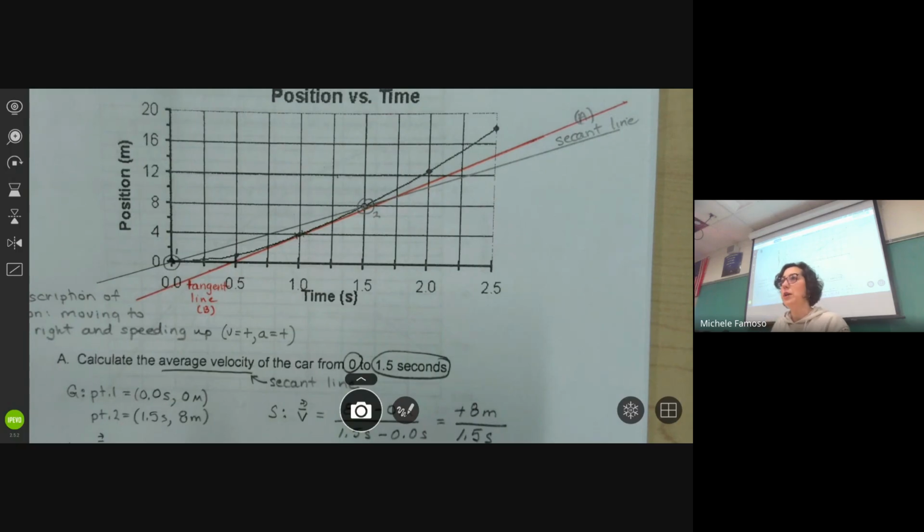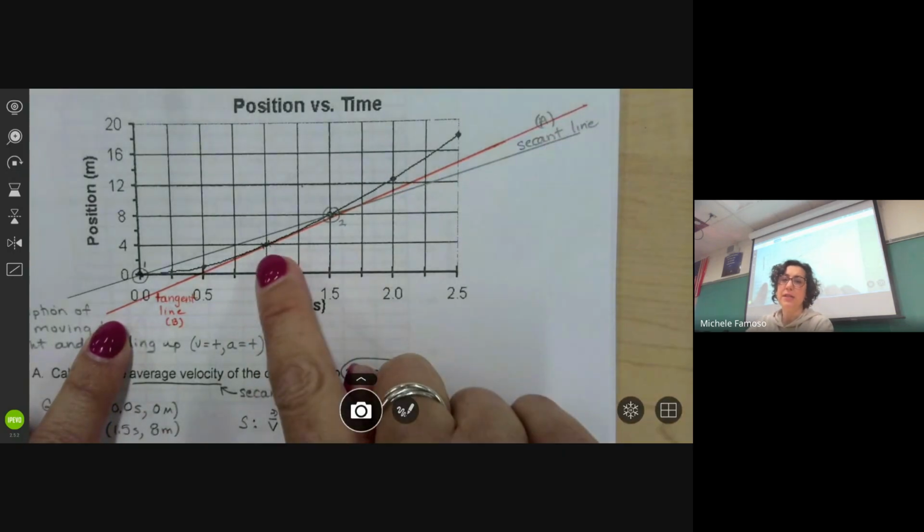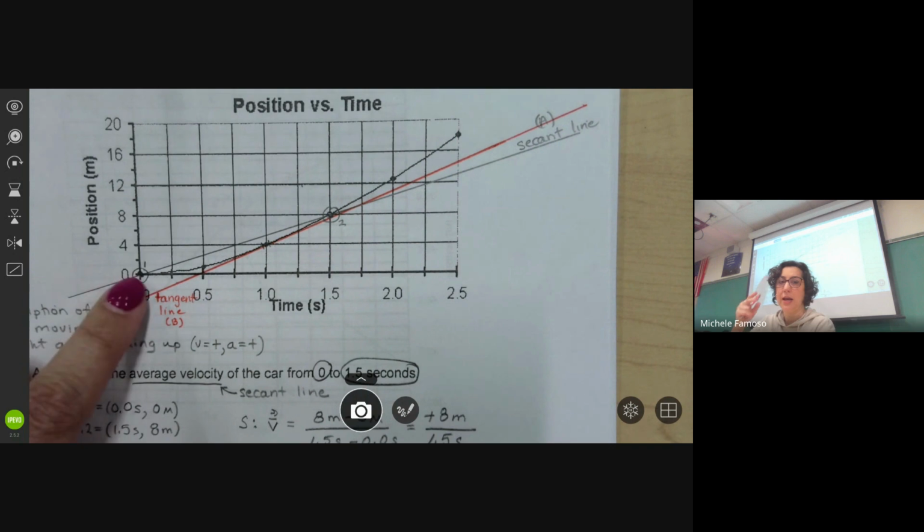Okay, y'all have something drawn? All right, let's check it out. Here is my tangent line that I drew. The most common mistake that I see with these tangent lines is kids just want to connect 0 to the data point at that time.